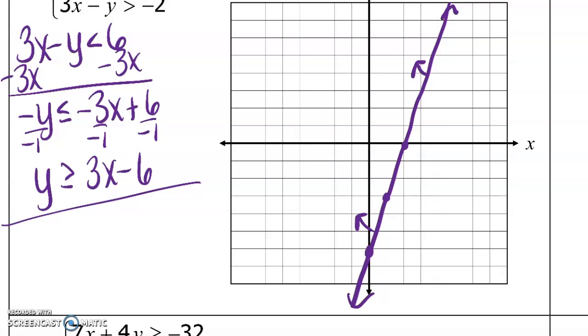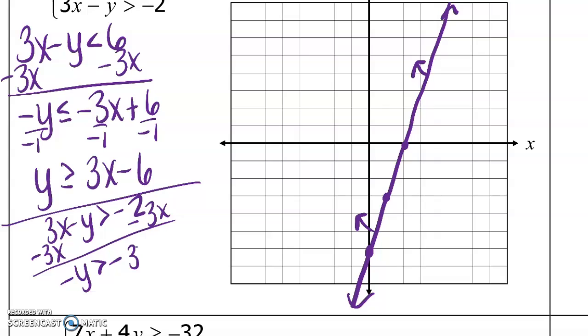When I solve the bottom one, something you should notice again is you're solving it exactly the same. So subtract 3x. Divide by negative 1. Trying to squeeze it in here. Y is less than 3x plus 2. So I start by going up 2, and then up 3, right 1, down 3, left 1. So as you can see, we have parallel lines.